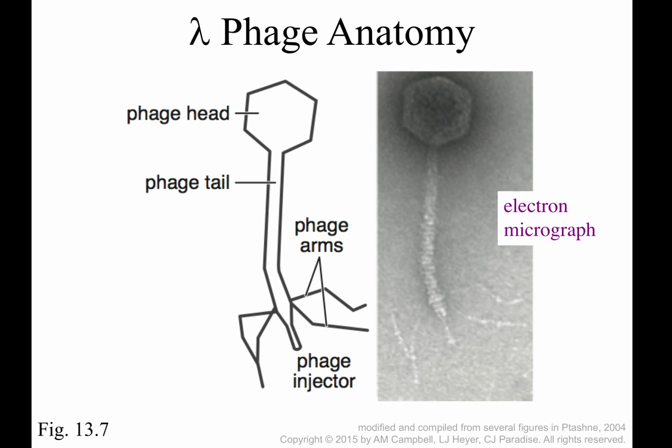This is the lambda-phage, the bacteriophage. This is an electron micrograph of the virus, and this is just a cartoon. This is the head where the nucleic acid is. That's the tail through which the nucleic acid is injected. The arms are where it attaches to the bacteria that it's going to infect.